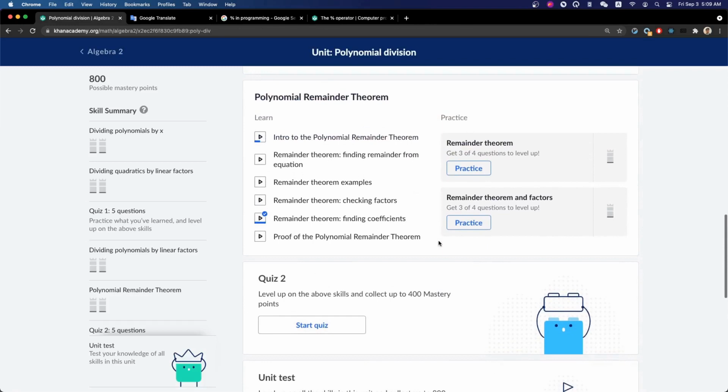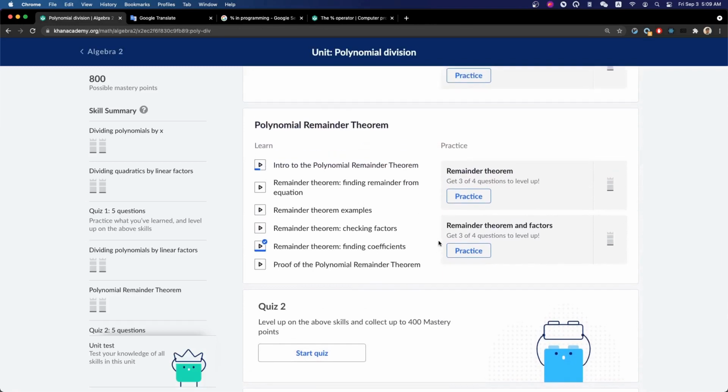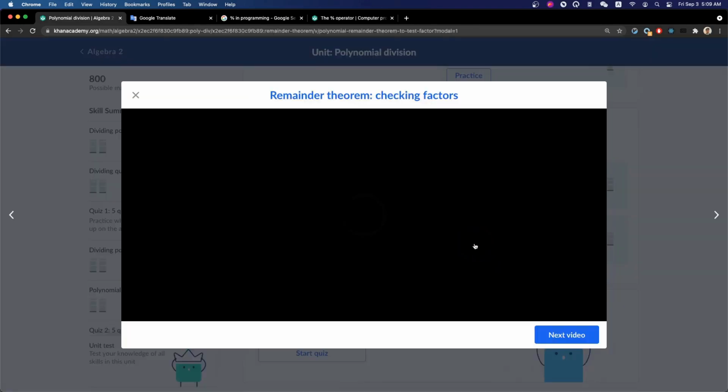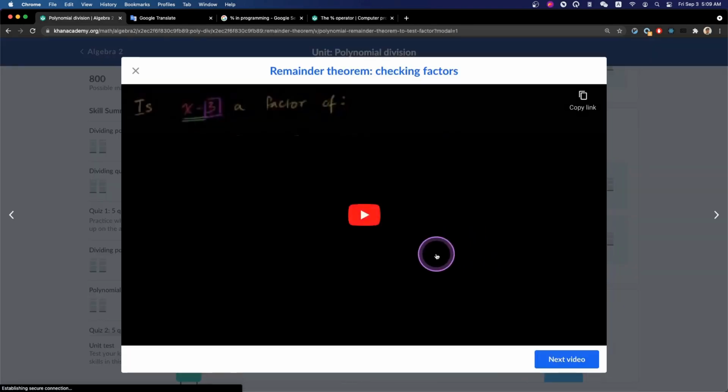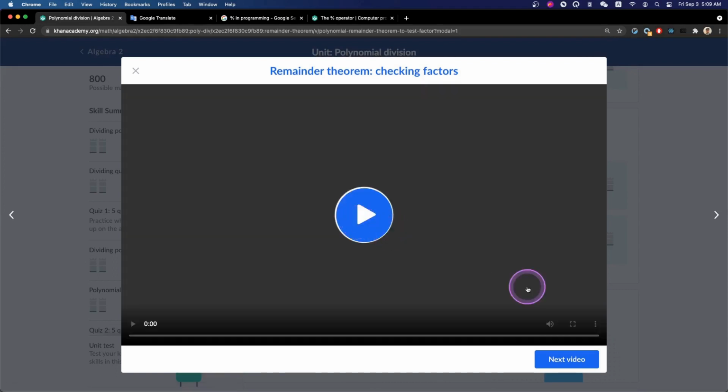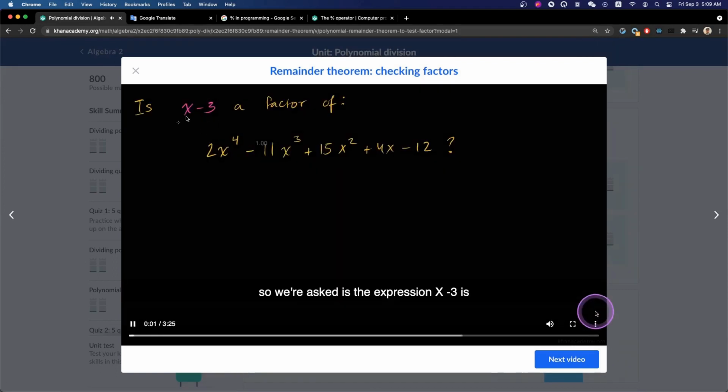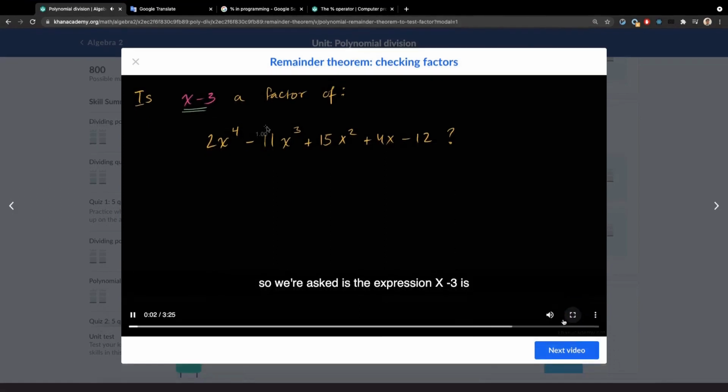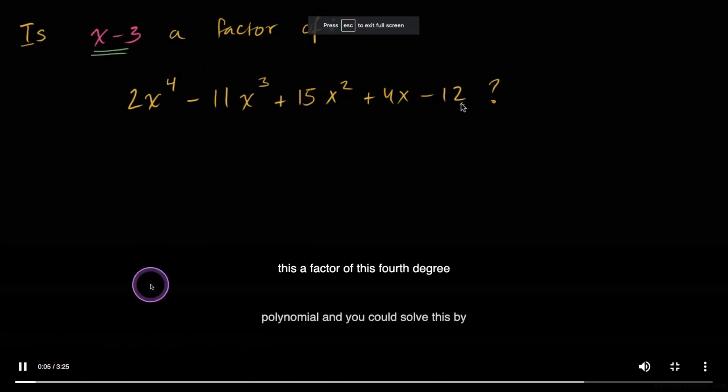That was quite interesting, but I think the video we just watched is based on this video. Well, we didn't check this video before we jumped into that video, so there may be some gaps between the two videos. So we're asked, is the expression x minus 3 a factor of this fourth degree polynomial?